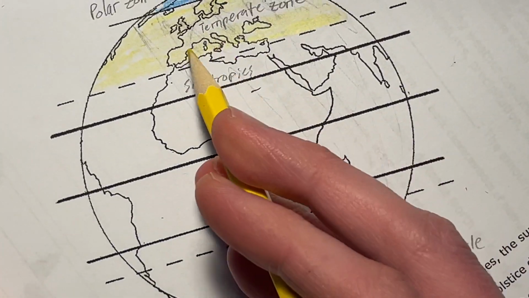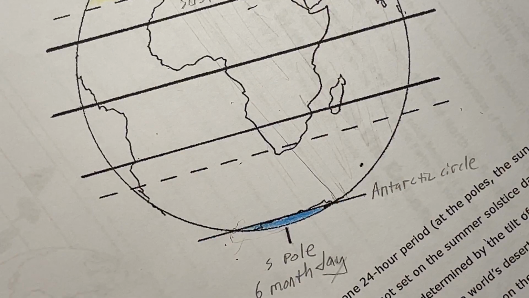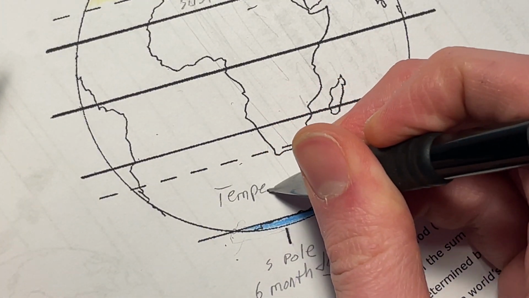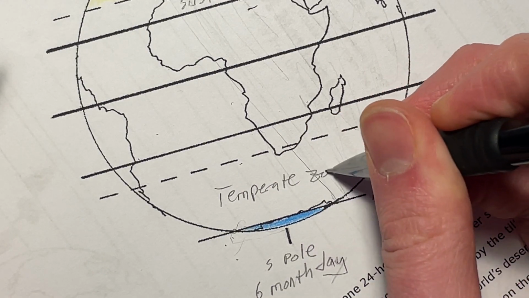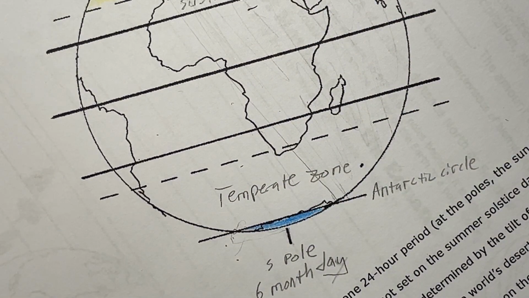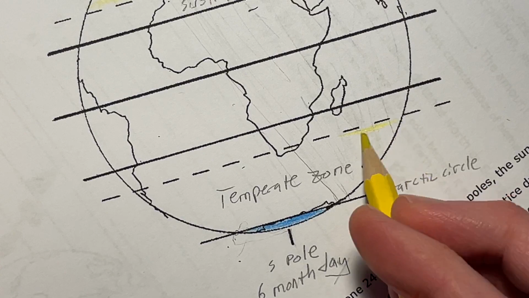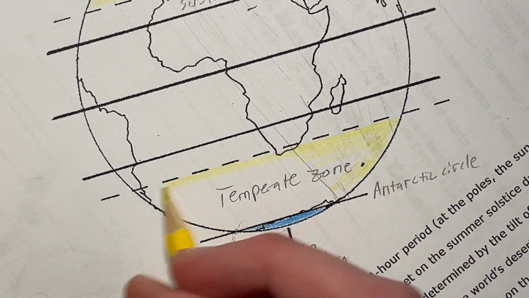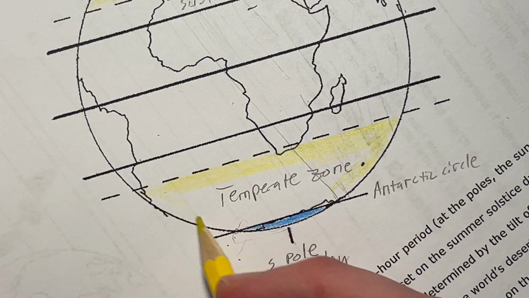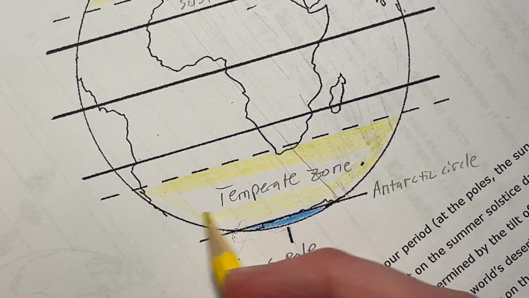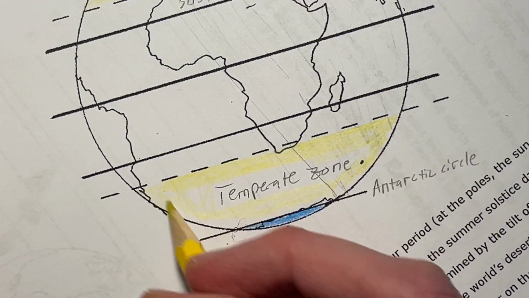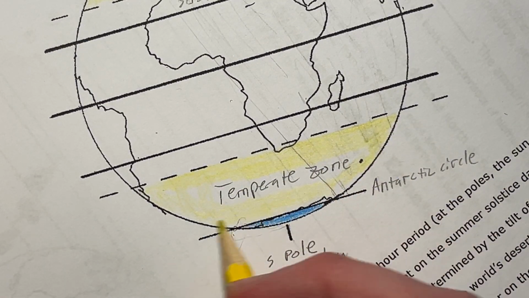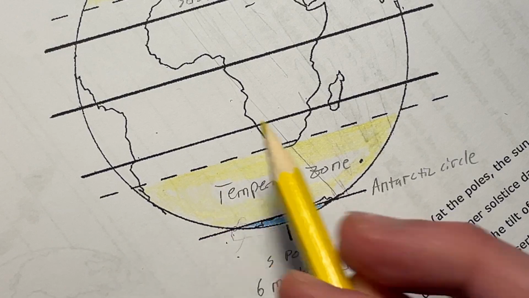And the north is not the only place that has a temperate zone. Okay, the south also has it. Okay, so some temperate areas would be southern Africa and southern South America. And I'll color this the same exact color. I'll color it yellow. My temperate zones will be yellow. All right, so there's my temperate zone.